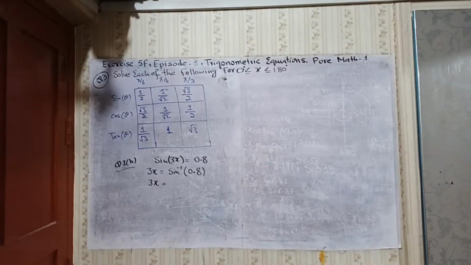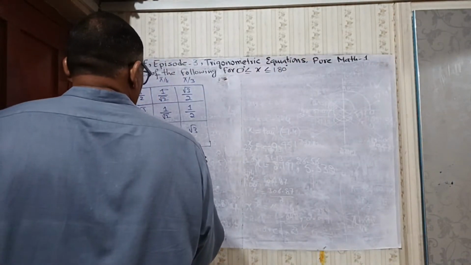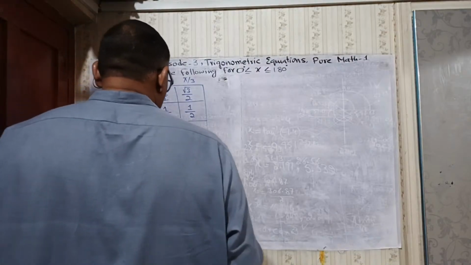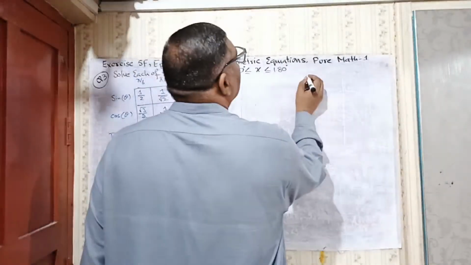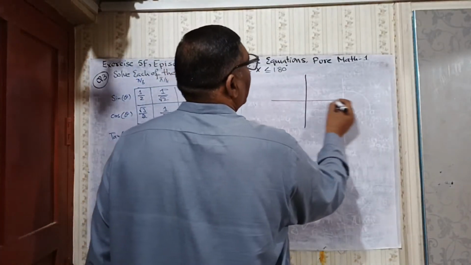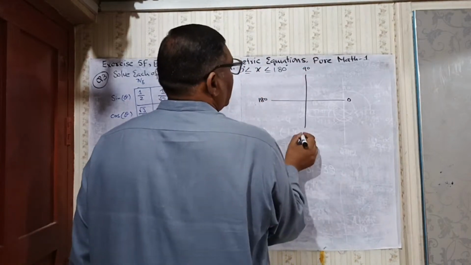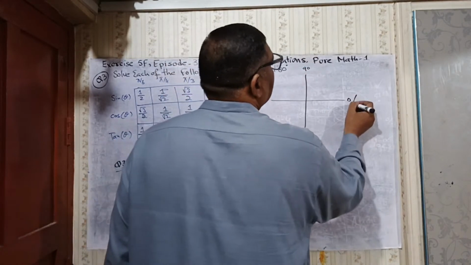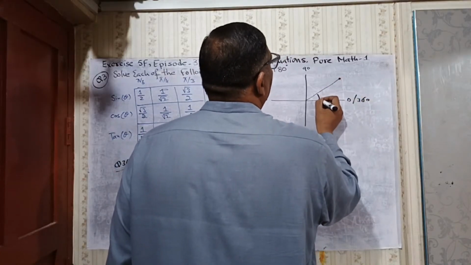So shift sine 0.8 equals 53.1. This is the base angle. Okay, so I will find more options. If this is 0, this is 90, this is 180, this is 270, and this is again 360. The angle can be here. So how much is this angle?